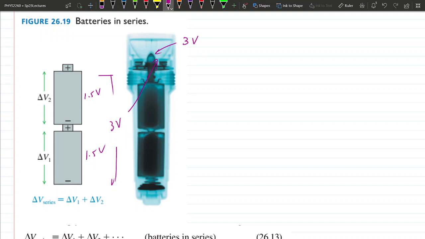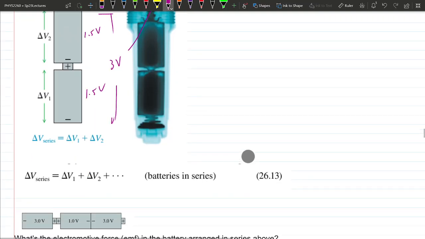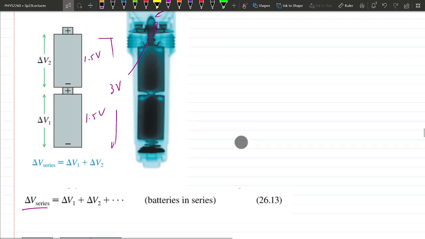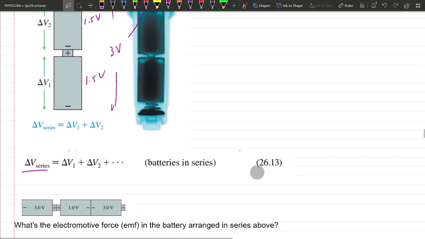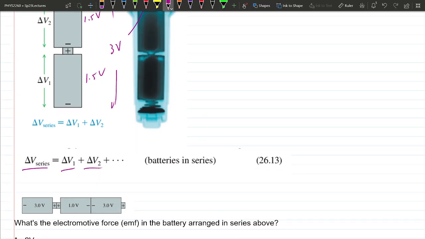So the equation to figure this out is that if you have some batteries in series, series meaning you have one after another, the change in potential is just the sum of all those different potentials. So if you have two batteries like this, or 3 batteries, 4 batteries, 5, you can have as many batteries as you want.